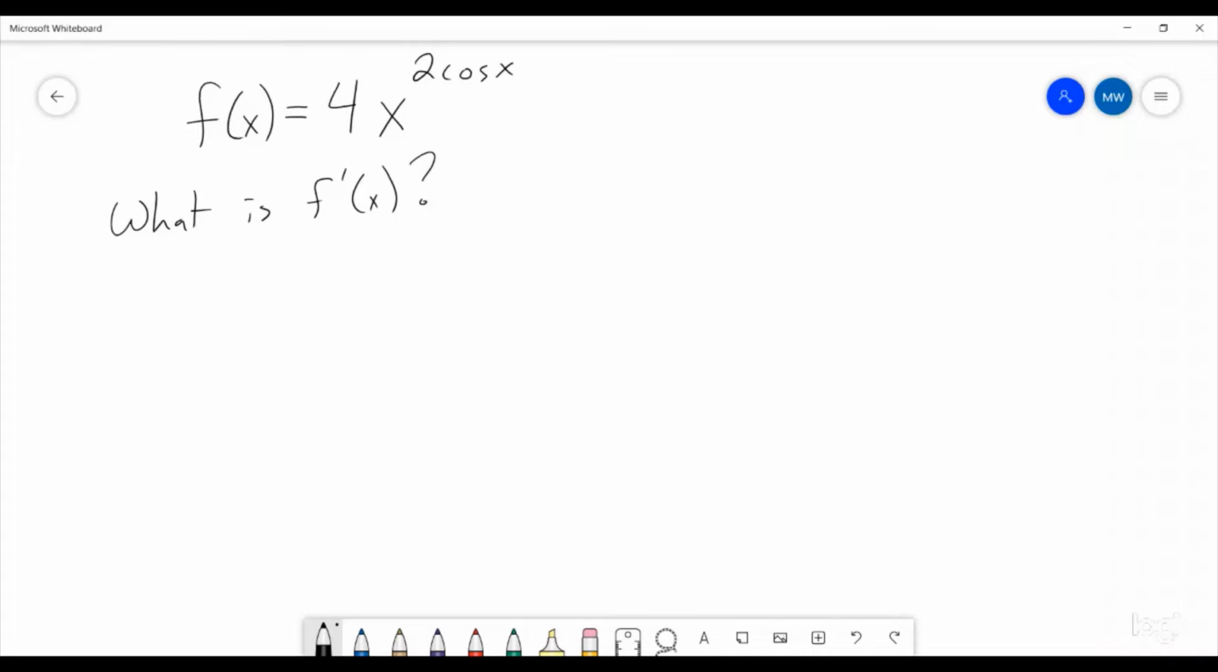Well, one way we can do this is try and rewrite this to get rid of the ugliness that's causing us problems, because we have x raised to something that's not a constant. We don't know how to do that. So what we're going to have to do is rewrite this first. We rewrite this as y is equal to 4x to the 2 cosine x. And now we're going to try and get rid of that exponent on the x.